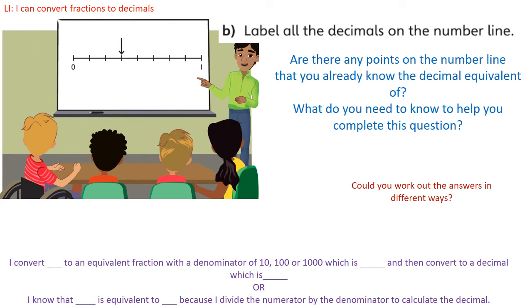Okay, so now it's asking us to label all the decimals on the number line. So what do we already know? Well, we know that this is half. What's half as a decimal? 0.5. So therefore, this must be a quarter. Can you remember what that is? 0.25. So if a quarter is 0.25, we can work out 3/4, can't we?